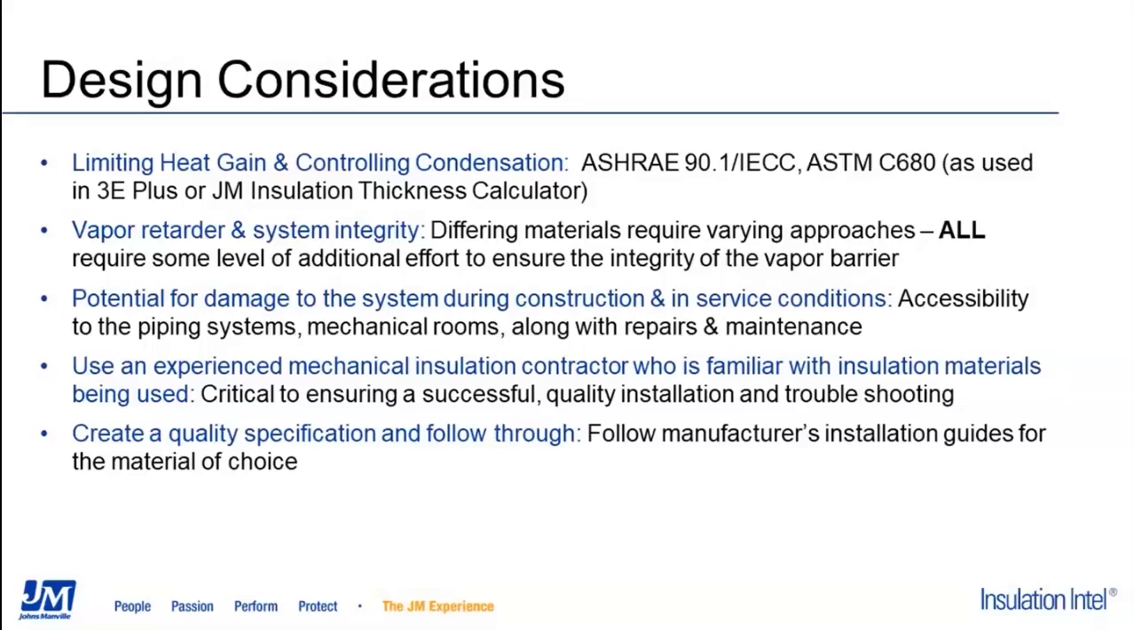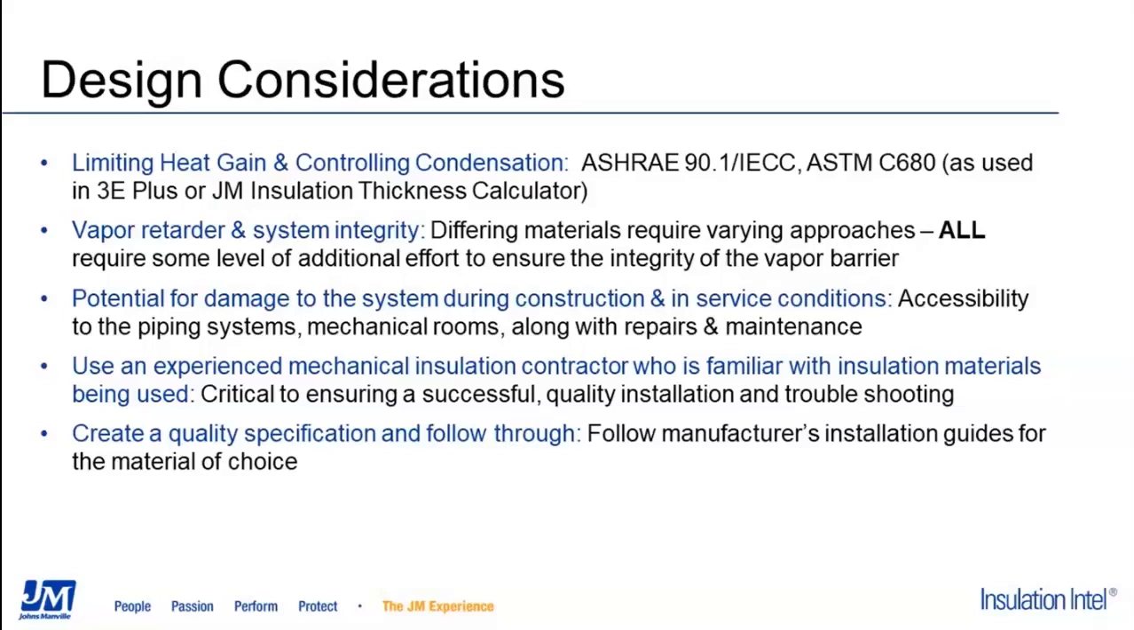Another consideration is vapor retarder and system integrity, essentially making sure the right approach is used to properly seal the system. Components like vapor retarders, mastics, tape, and sealant are critical to completing a sealed system and ensuring system integrity. The location, service conditions, and spacing constraints of the system are also important to consider. Is the system going to be in an area of high traffic where it may be prone to abuse? If so, a protective jacketing like metal or PVC might be considered.